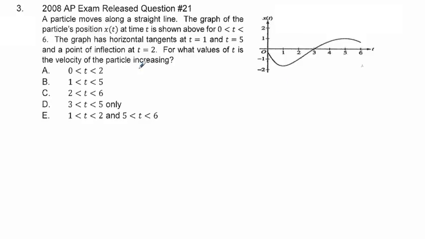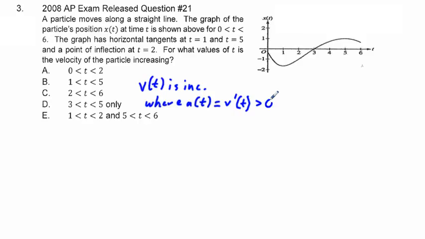Well, basically, velocity v of t is increasing where a of t, which is acceleration, equals v prime of t, is greater than 0, or concave up.